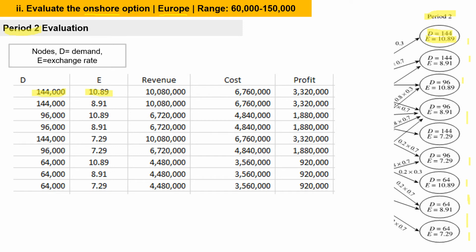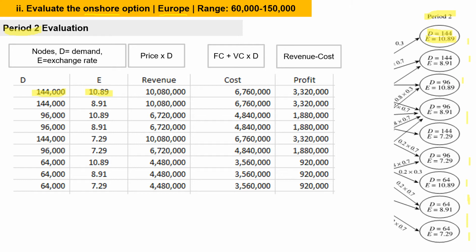So we made this table, and then the revenue is obtained from the price times the demand unit, and the cost is the fixed cost plus the variable cost times the demand, and the profit is the revenue minus the cost.